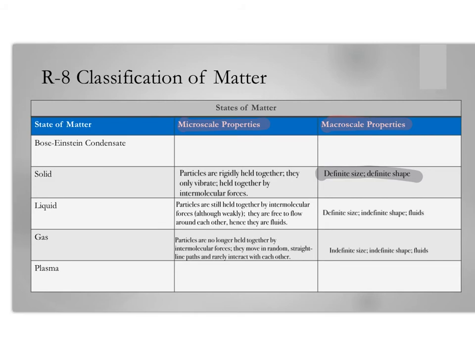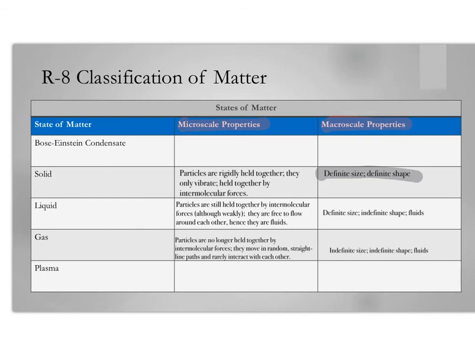What makes liquids and gases similar is that they both have an indefinite shape and thus are fluids, but what makes them different is that gases have an indefinite size. You can change the size of a gas by manipulating several different properties like pressure or temperature. And we'll talk about those in chapter 8. So they're different in that respect.